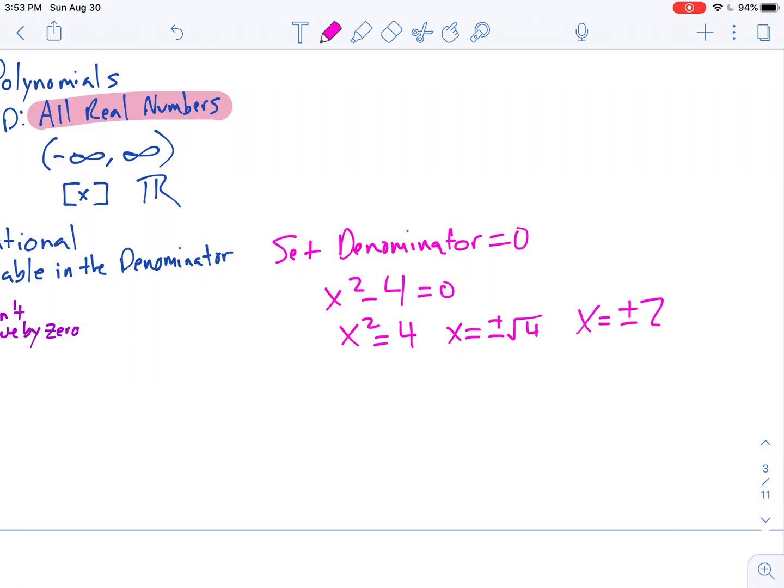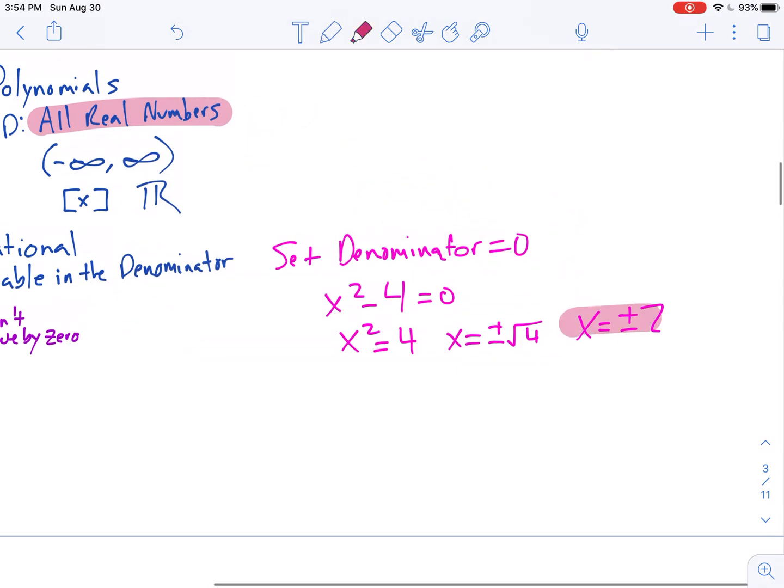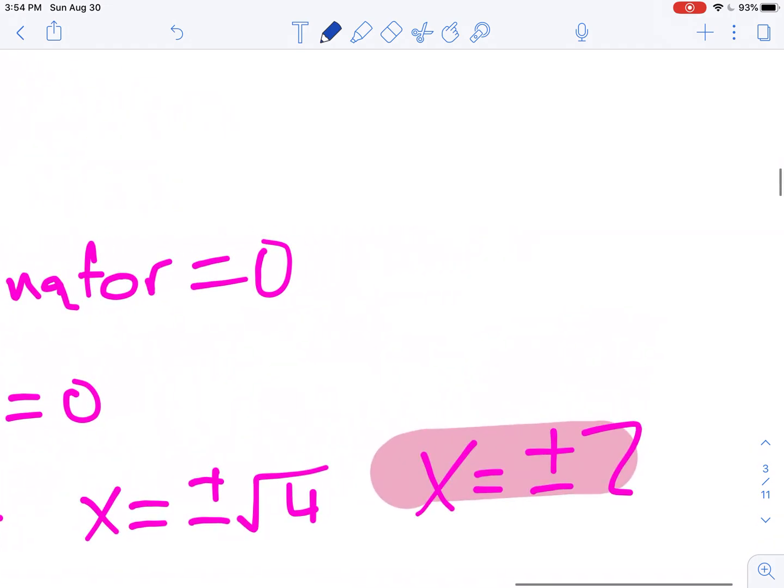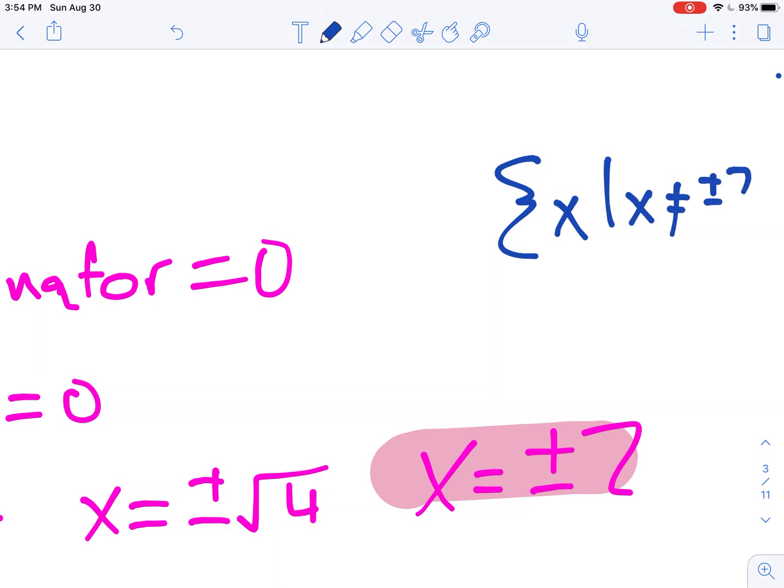So to figure out what your domain is when you have a rational function, you figure out what makes your denominator equal to 0. And then these values here, x is equal to positive negative 2, those are the values that my function can't be. So I could say all values of x, where x cannot be equal to positive negative 2.